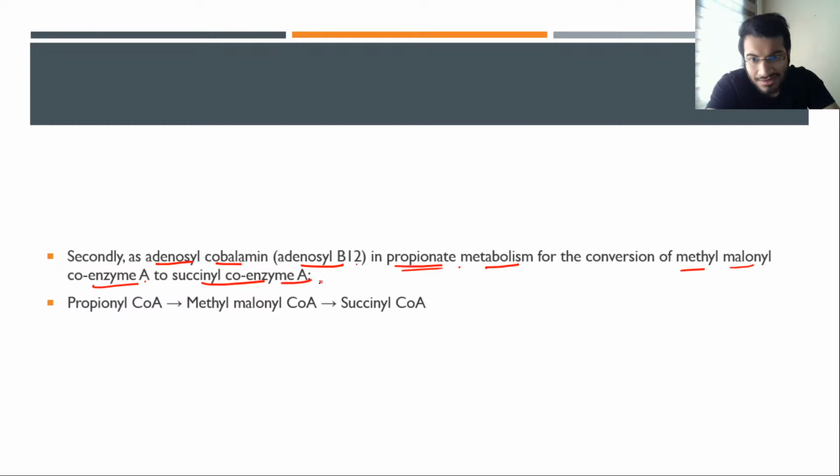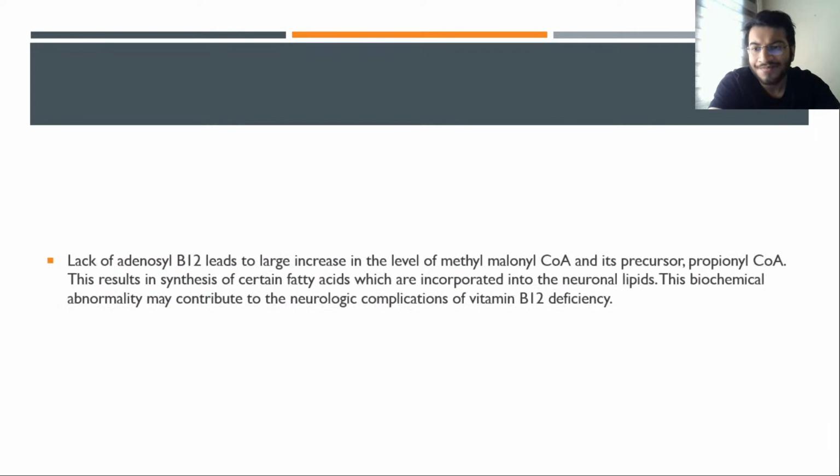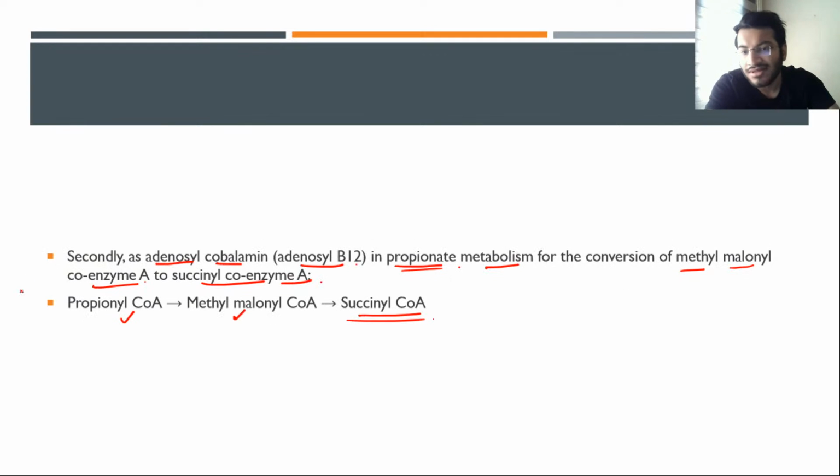Secondly, adenosylcobalamin, adenosyl vitamin B12 in propionate metabolism is for conversion of the methyl malonyl coenzyme A to succinyl coenzyme A. So propionyl coenzyme A, methyl malonyl coenzyme A will be converted to succinyl coenzyme A, and thus इसकी वजह से ये जब इम्पेयर होता है then myelin formation नहीं होता, myelin formation is impaired.